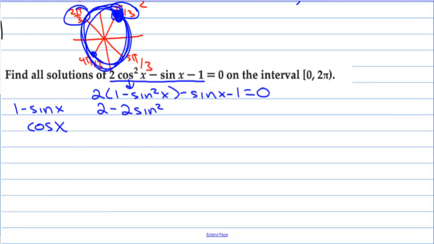So we distribute the 2. 2 minus 1 is 1, so we collect like terms.